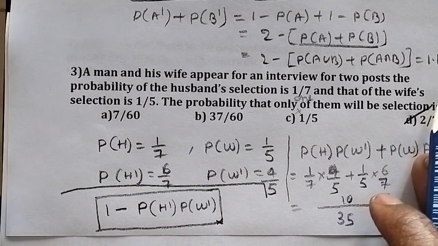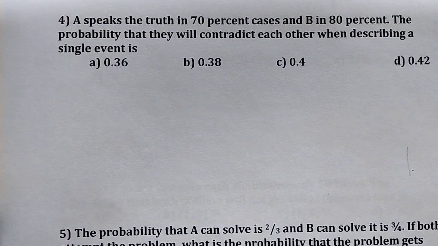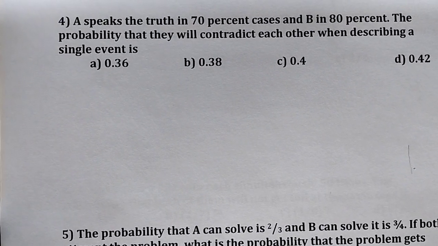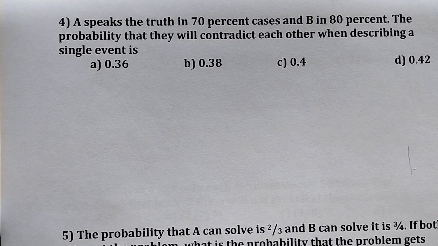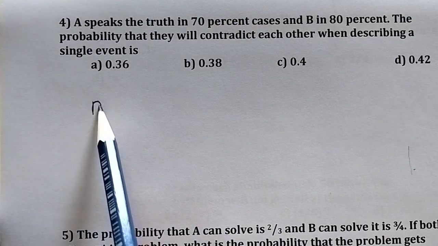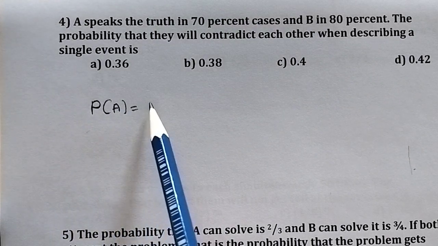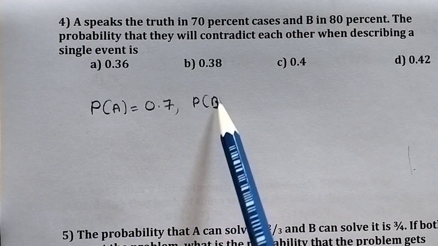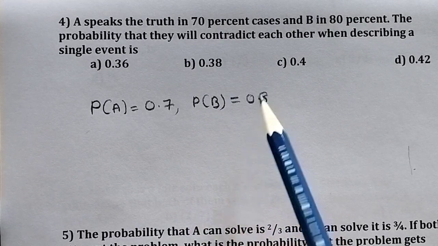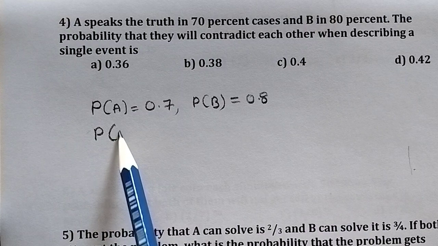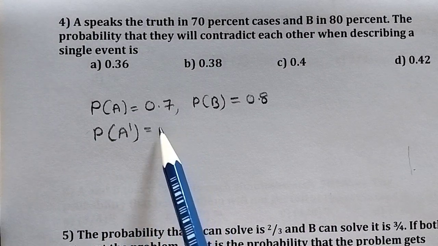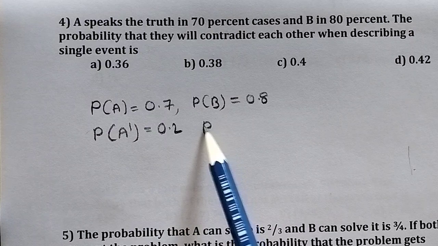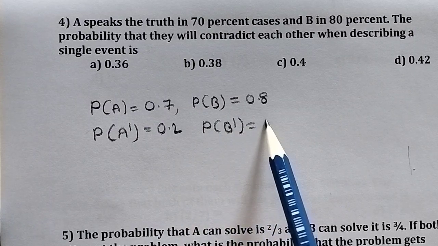Okay, so now coming to question number 4. A speaks the truth in 70% of cases and B in 80%. The probability that they will contradict each other when describing a single event. Now the probability of A speaking the truth is 70%, that is 0.7. The probability of B speaking the truth is 0.8. A doesn't speak the truth, that is 0.3. B doesn't speak the truth, that is 0.2.